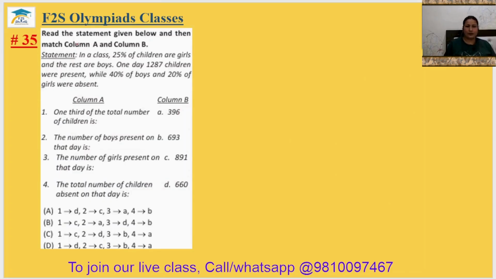Question number 35. Okay, read the statement given below and then match column A and column B. What is the statement? In a class, 25% of the children are girls and the rest are boys. One day, 1,287 children were present, while 40% of the boys and 20% of the girls were absent. Okay, so let X be the total number of students. Girls are 25%, it means 0.25x are girls and 0.75x are boys.